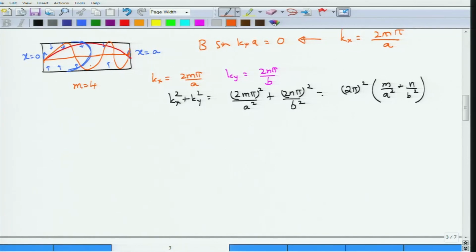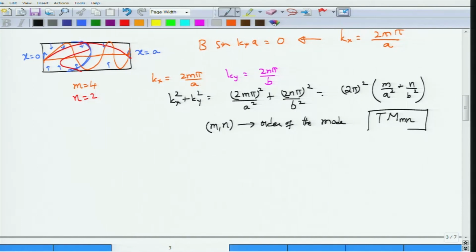Similar things can be done for the x direction also. So you can have two half cycles, so n will be equal to 2. So I will have one half cycle, another half cycle. So I will have two half cycles. This combination of m and n corresponds to the order of the mode. Since this corresponds to the TM mode, we denote this possible solution as TMmn. So this is the waveguide mode designation.